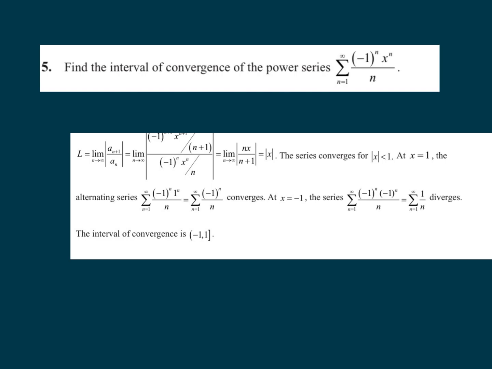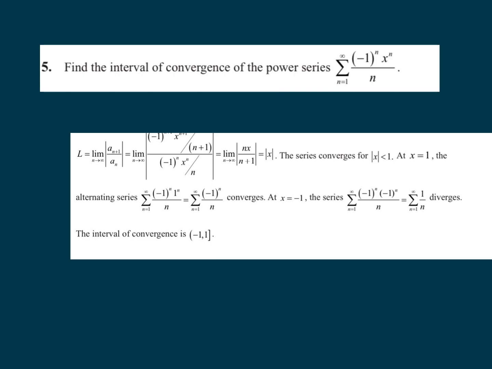It looks like the alternating harmonic series when x equals 1. So we want to know for which x it will converge. For x equal 1 it will converge. So let's go do it.